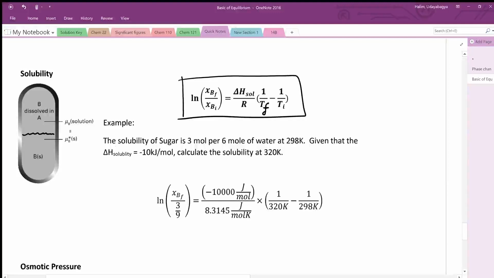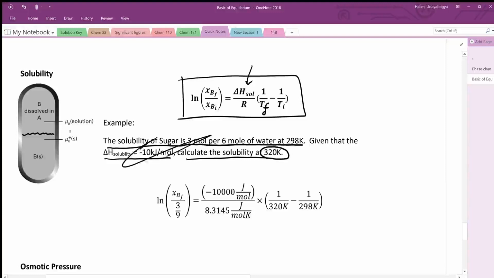So suppose you were given that the solubility of sugar is 3 moles per 6 moles of water at 298 Kelvin. Given that the enthalpy of solubility, so when you mix sugar and water, it gets slightly warmer, is negative 10 kilojoules per mole, calculate the new solubility at 320 Kelvin.